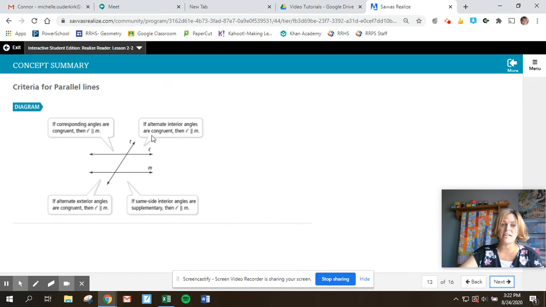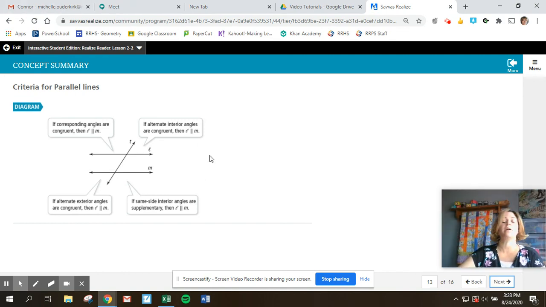Here's all the rules all together. Corresponding angles, if they're congruent, the lines are parallel. So the converse of corresponding. Converse of alternate interior, if the alternate interior angles are congruent, then the lines are parallel. Converse of alternate exterior, if those are congruent, then the lines are parallel. And then the converse of same side interior. If they're supplementary, then the lines are parallel.